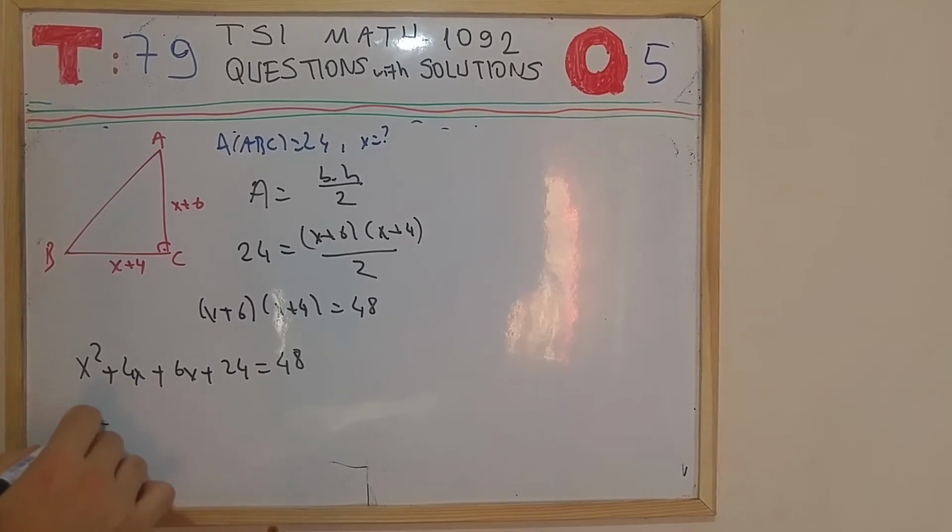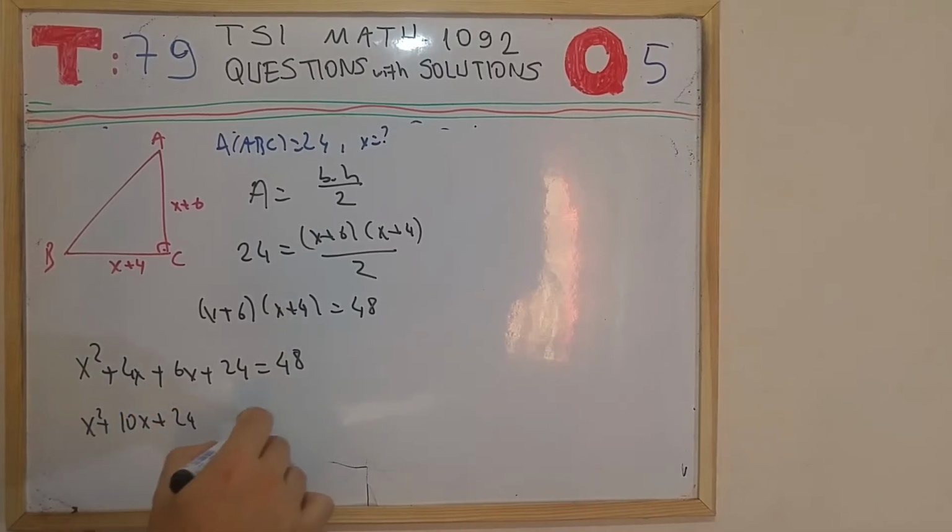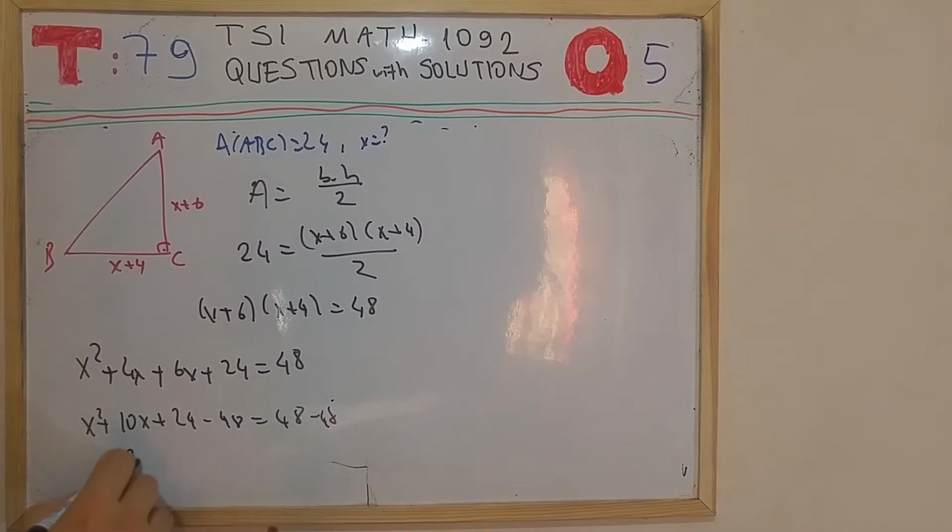That means that x squared plus 10x plus 24 is equal to 48. When I subtract 48 from each side, x squared plus 10x, not plus now, minus 24 is equal to 0. Now what we need to do is solve this quadratic equation.